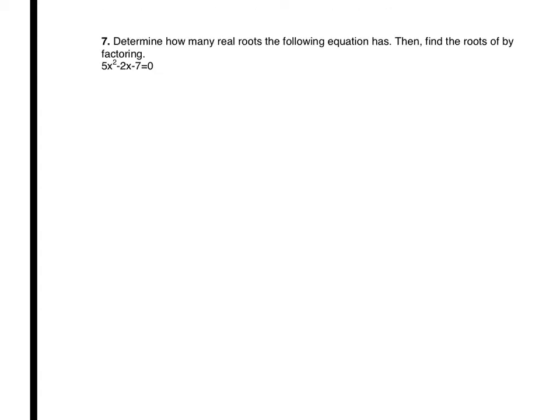Okay, the next question is to determine how many real roots you have and then find the roots by factoring. No quadratic formula, no vertex form, factoring. To find how many roots I have, I'm going to use the discriminant, d, which is b squared, negative 2 squared, minus 4 times a times c. If you simplify this, you get 144, which is greater than 0, so you know there are two real roots.